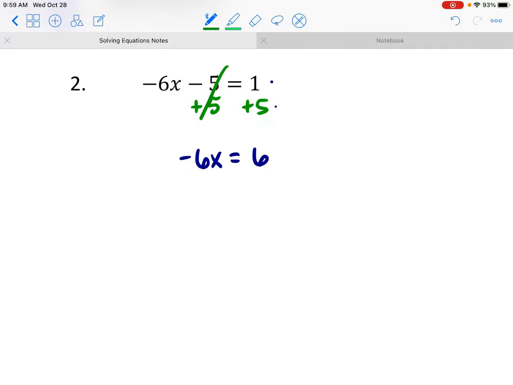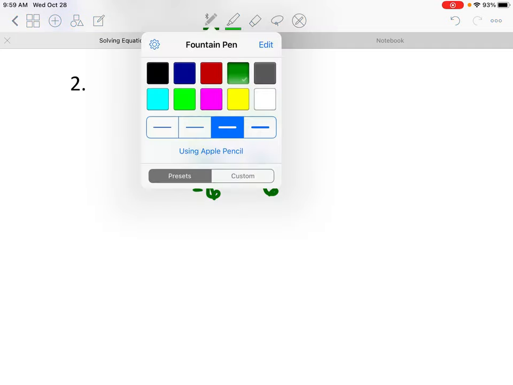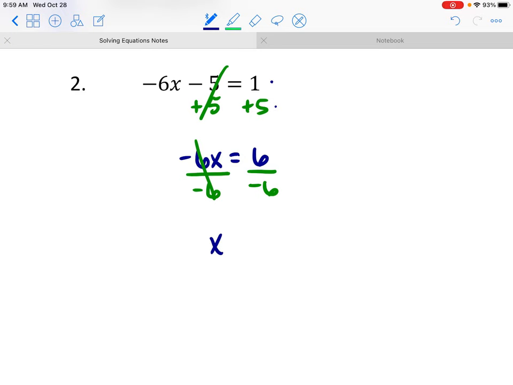Okay? Now I need to get rid of multiplication. It's negative 6 being multiplied by x. So to get rid of multiply, I divide both sides. So I'm going to divide both sides by the negative 6. Those will cancel because negative 6 divided by 6 is 1. So I have 1x to bring down, equal to 6 divided by negative 6 is a negative 1. So our solution here is negative 1.